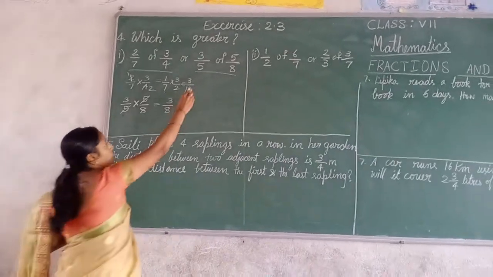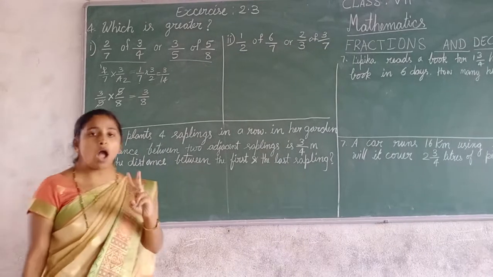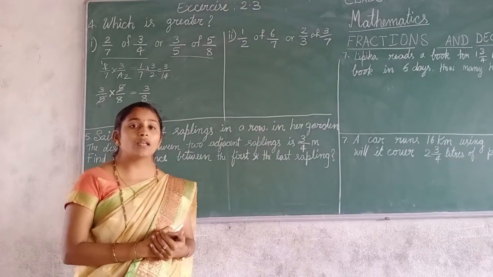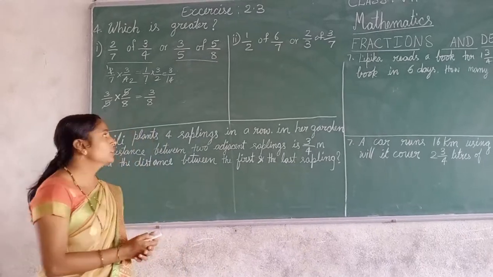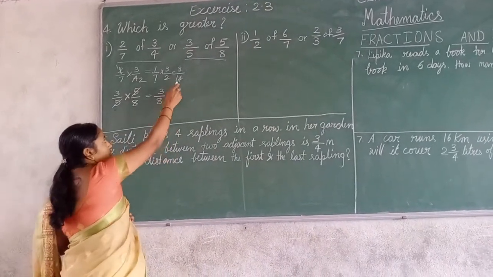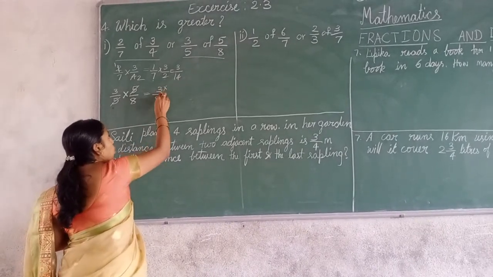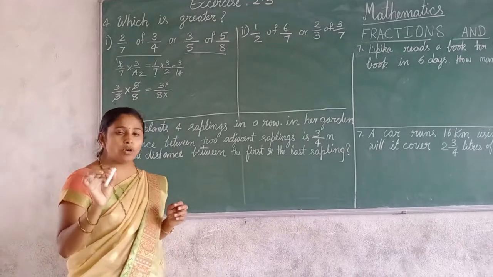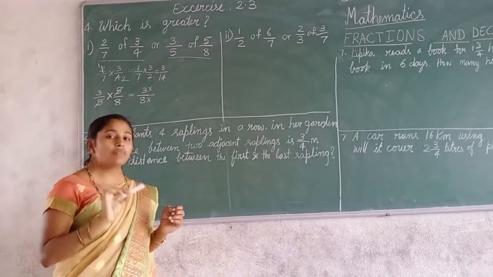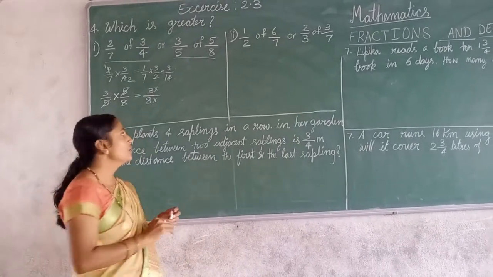Now we have got 3 upon 14 and 3 upon 8. How do we compare these two? By making the denominators the same. Here 8 is there, here 14 is there. Why am I multiplying? Hope you understood: to make the denominators the same. If the denominators are the same, they are called like fractions.